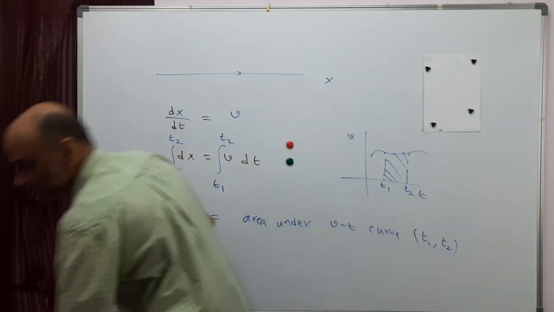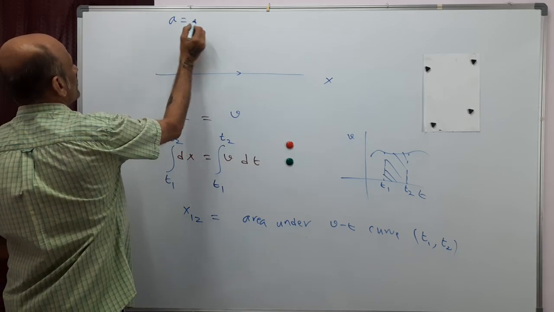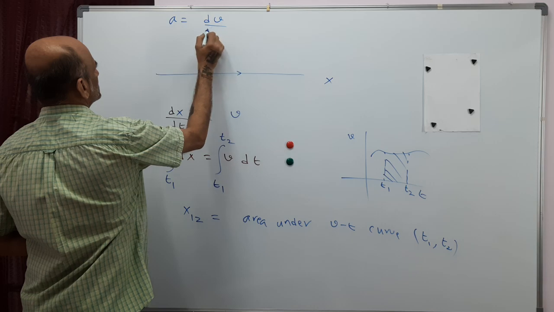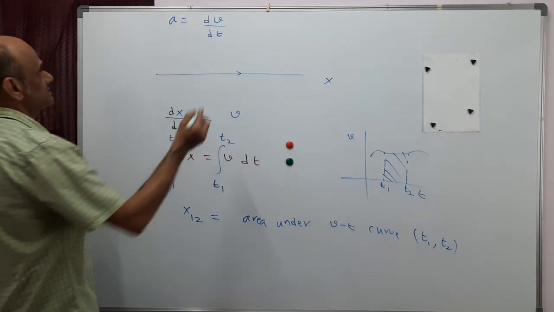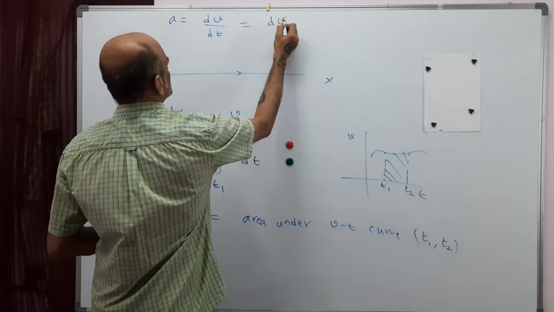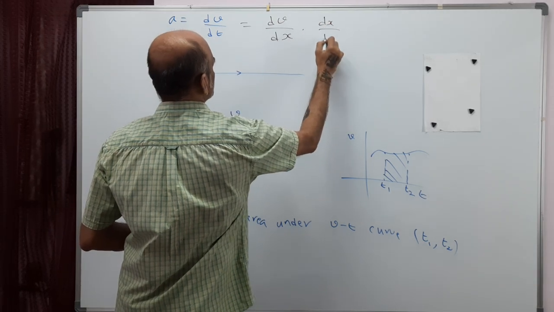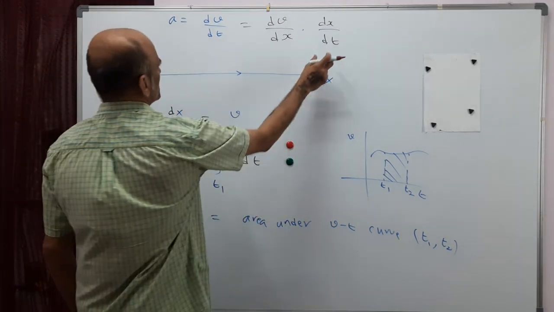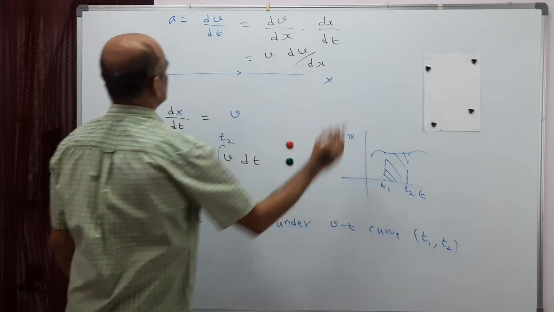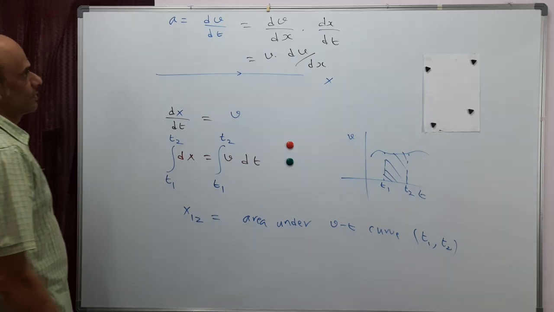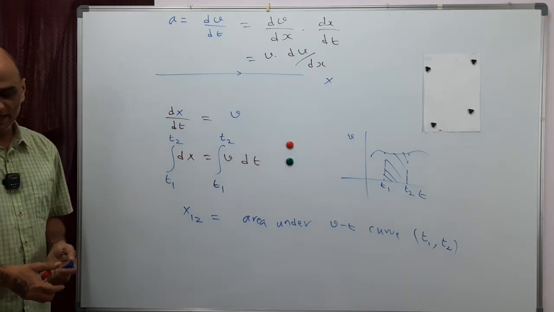You can also relate acceleration to the velocity as the rate of change of velocity. This can be written as the change of velocity with respect to the displacement into dx by dt. This is nothing but v, so it's v into dv by dx. So acceleration is how the velocity is changing with respect to displacement, into the velocity. This is also another basic idea.